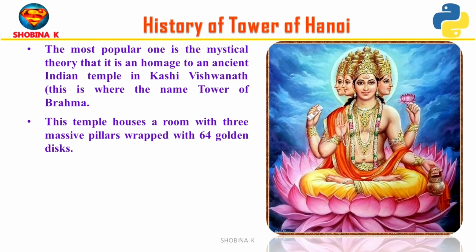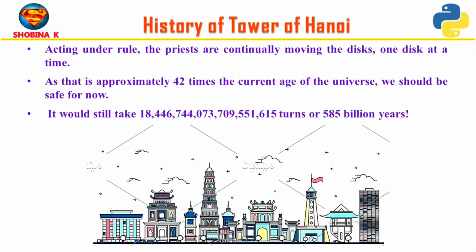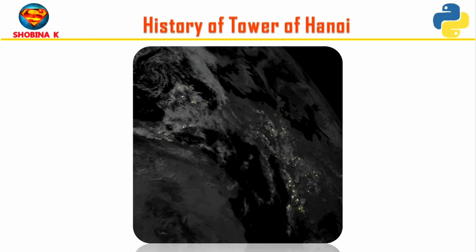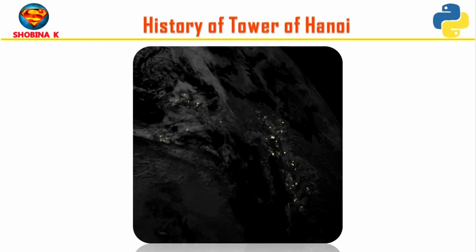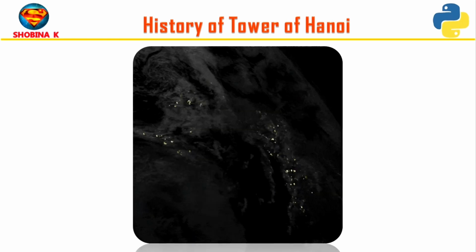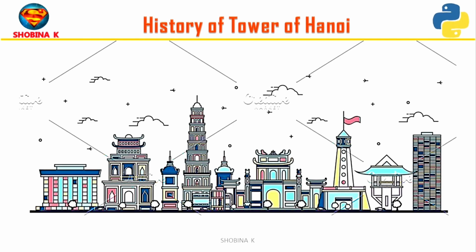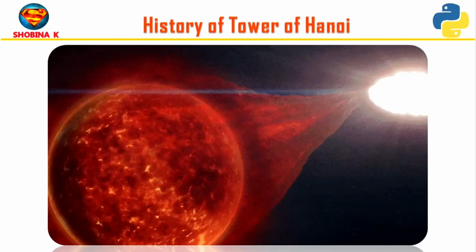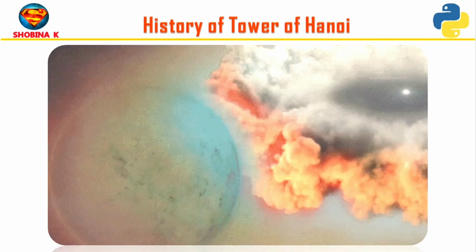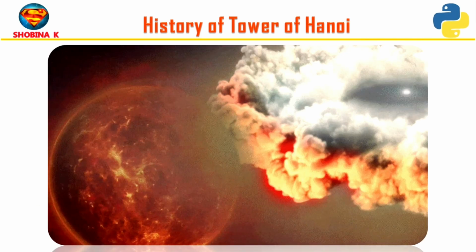But this story was spread tongue-in-cheek by a friend of Edouard Lucas. If the legend were true, and if the priests were able to move the disks at the rate of 1 per second, using the smallest number of moves, it would take them 2 to the power of 64 minus 1 seconds, or roughly 585 billion years to finish, which is about 42 times the estimated current age of the universe. In some versions, other elements are introduced, such as the fact that the tower was created at the beginning of the world, or that the priests or monks may make only 1 move per day. Acting under the rule, if the priests continually move the disks one at a time, it is believed that once the Tower of Brahma is complete, the world would end.